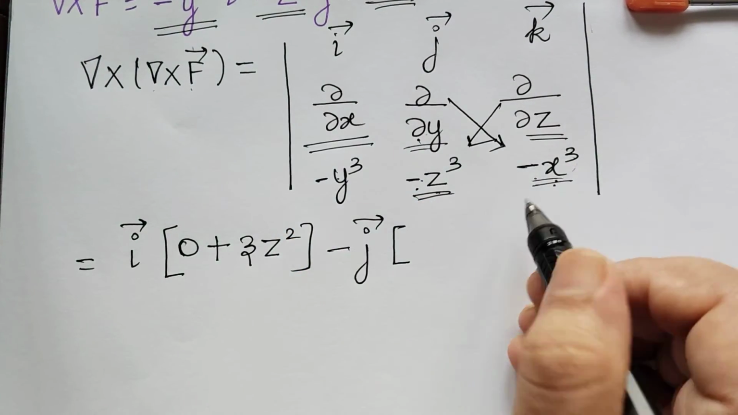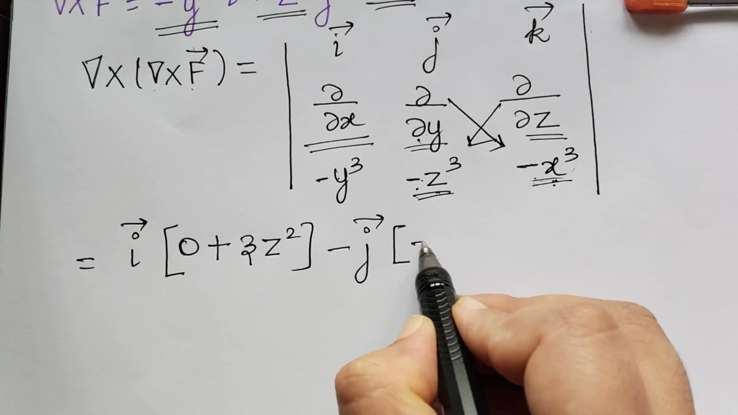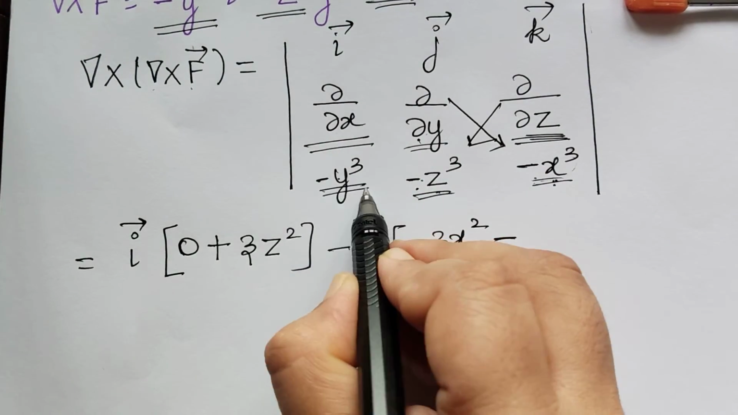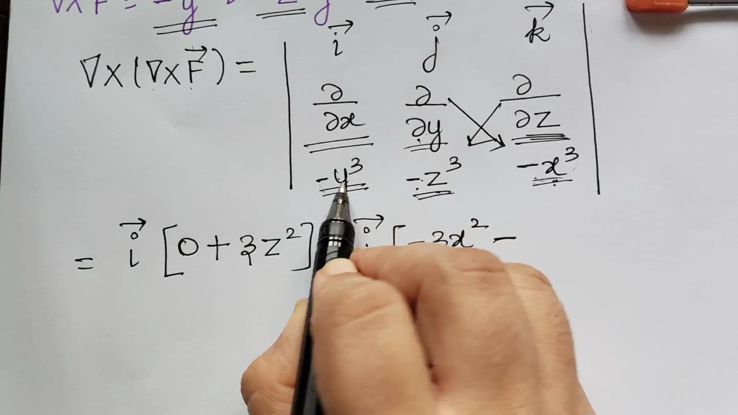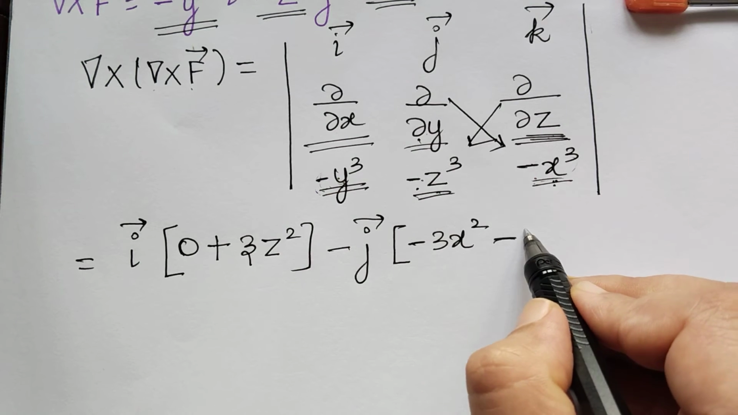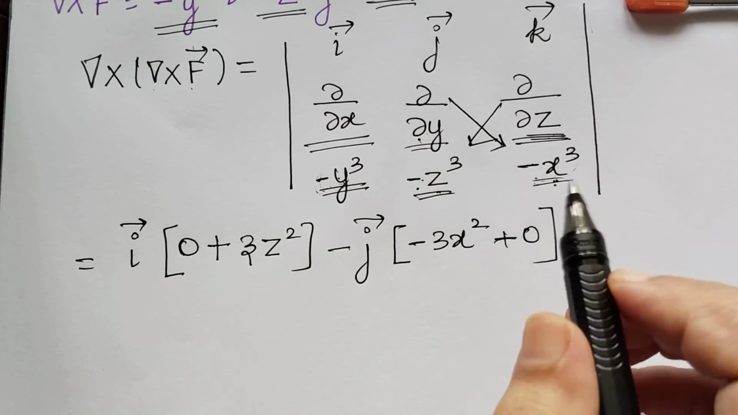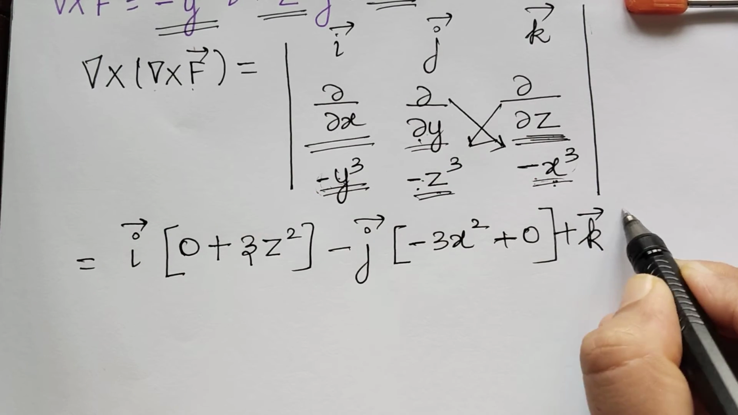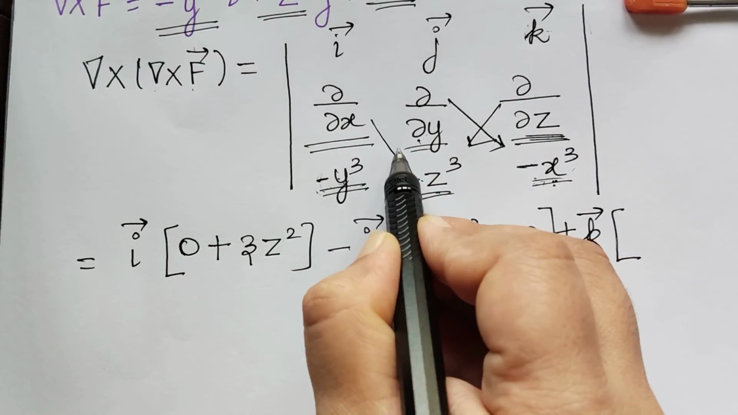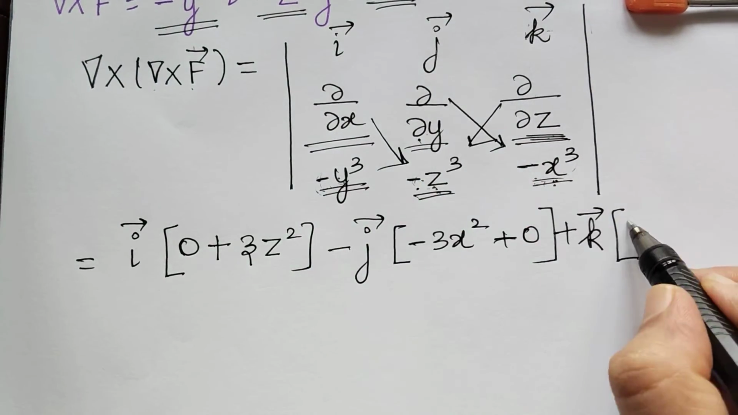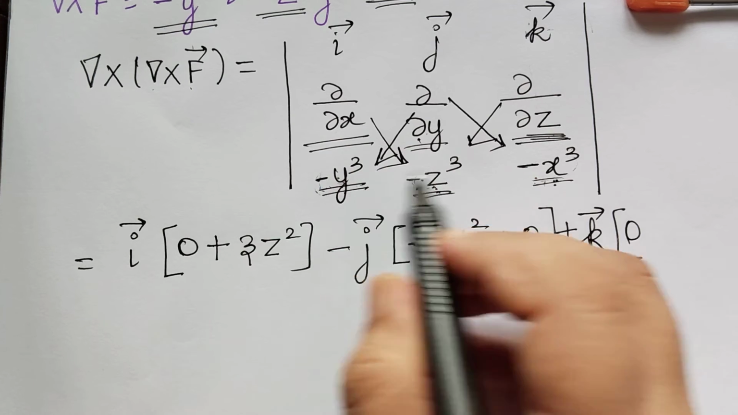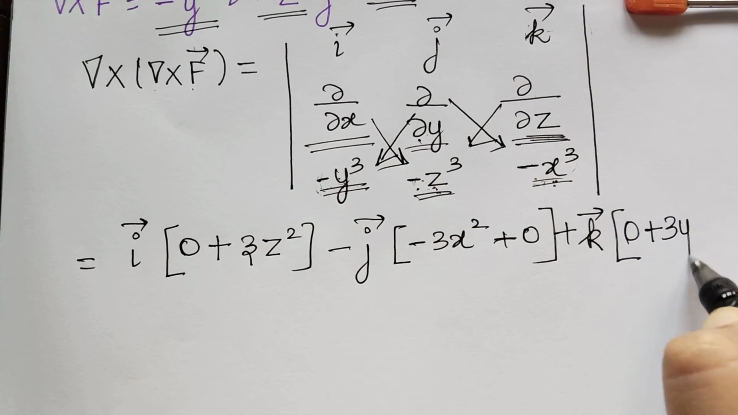Now dou by dou x of this, so partial differentiation of this with respect to x, so minus 3x square, minus partial differentiation of this with respect to y, but already there is no z over here. Partial differentiation of this with respect to z, actually there is no z over here, so it will turn out to be 0. So minus into minus plus, so 0. Anyway 0 only. So plus k vector multiplied with, now here we have to block this column and this row. So it will be partial differentiation of this with respect to x. As there is no x, it will be 0. And then partial differentiation of this with respect to y. So it will be minus 3y square.